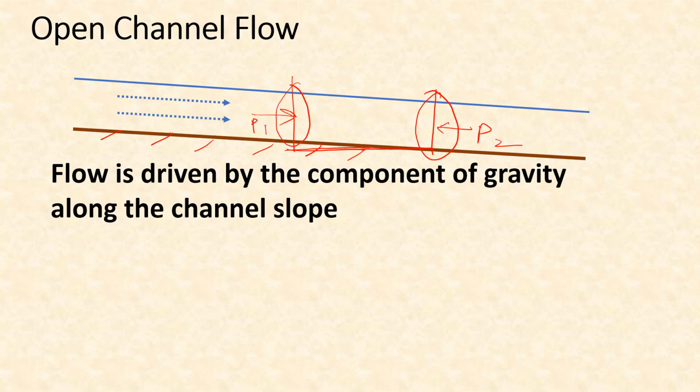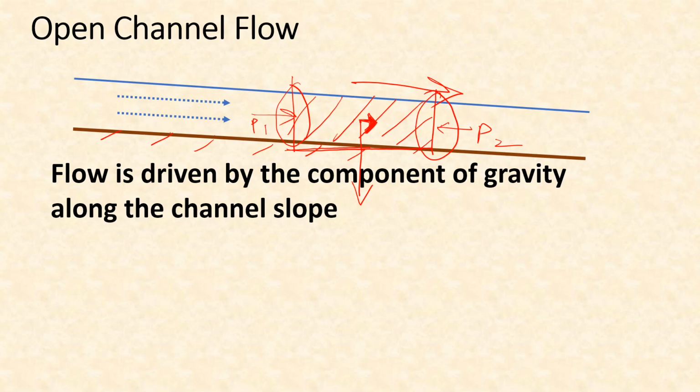So whatever was the weight of water in between these two sections, that weight of water will act downward, but it will have a very small component in this direction, which is not exactly horizontal but along the slope of the channel, and because of this small component of the weight, water will keep moving in this direction.